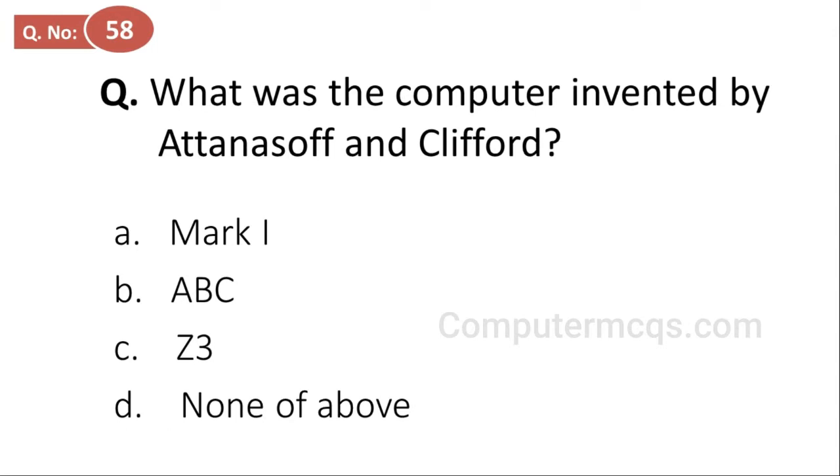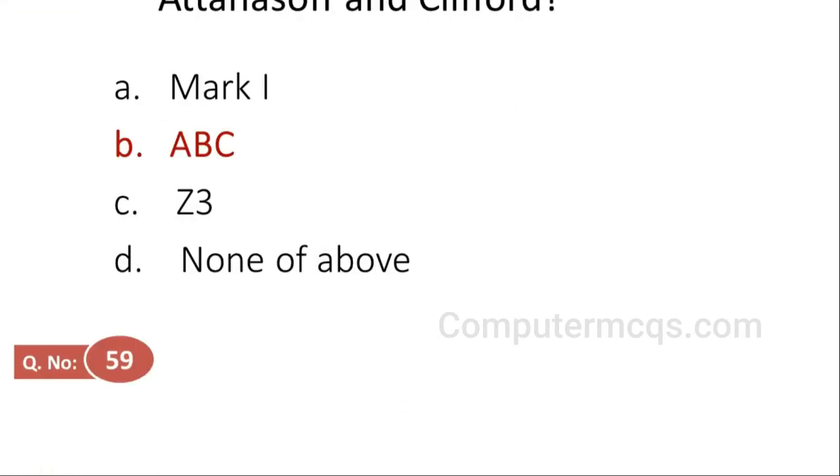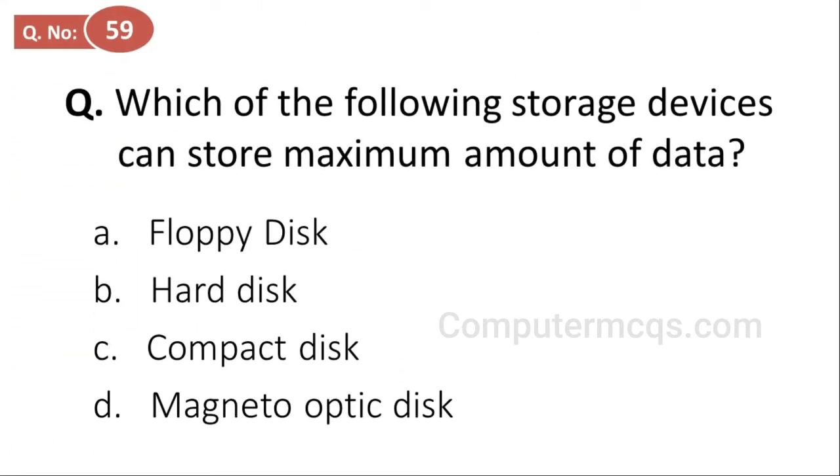What was the computer invented by Atanasoff and Clifford? Options are Mark I, ABC, G3, none of the above. And the correct answer is option B, ABC. Which of the following storage device can store maximum amount of data? Options are floppy disk, hard disk, compact disk, magneto-optic disk. And the correct answer is option B, hard disk.